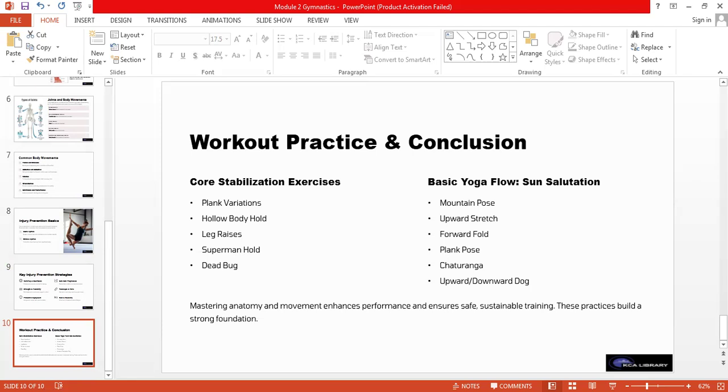So mastering anatomy and movement enhances performance and ensures safe, sustainable training. These practices build a strong foundation, and it's very important that you look into them, and you'll be able to enhance your strength, your performance, and also ensure safe and sustainable training.